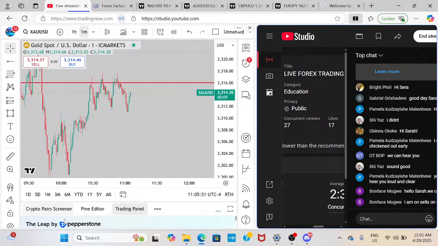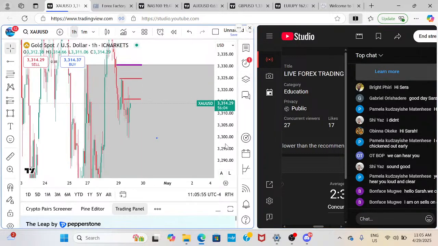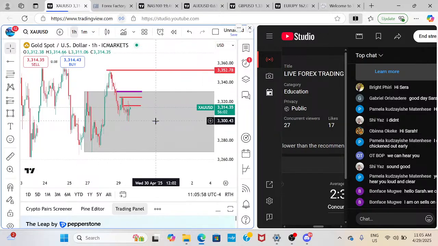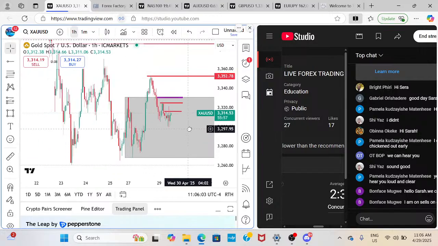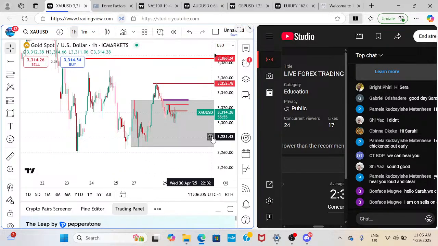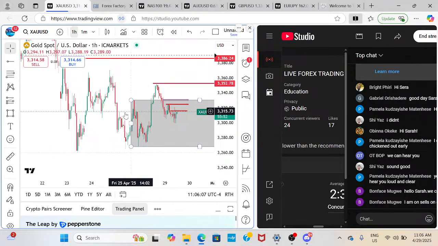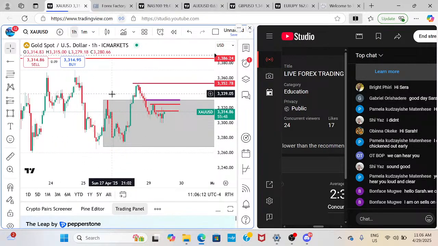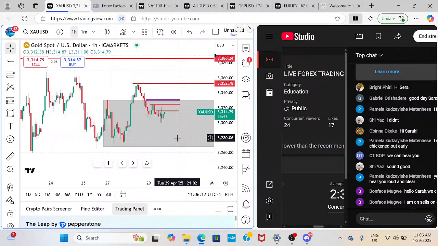So anyways, let's get started. We're going to analyze gold number one. So let me open it up here. I mean, I already have it open. So let's check the 1 hour time frame and see what's happening. I want to do a little bit of review of what happened yesterday from when we analyzed it, then where the price is right now, and where the price could be heading within the next few hours or within the next couple of days.